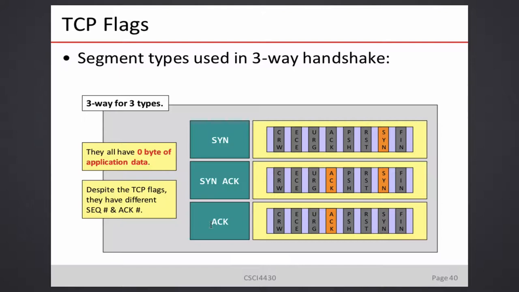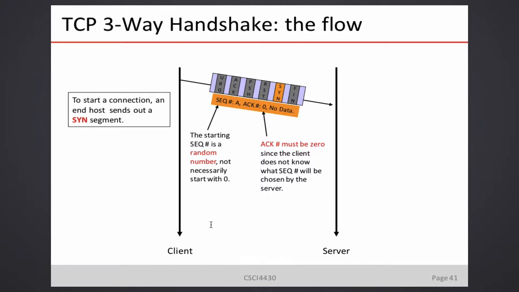What is the three-way handshake? For the three-way handshake, we will use three combinations: only the SYN turned on, the SYN and the ACK both turned on, as well as the ACK alone. With these three combinations, how do we establish the three-way handshake? First, we have a SYN. So what is the meaning of SYN?